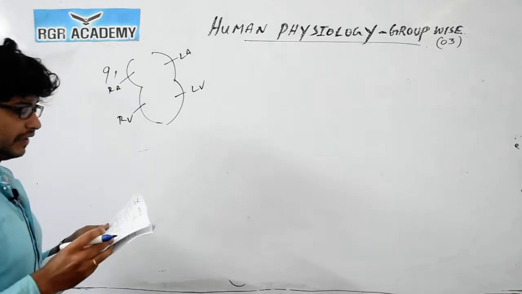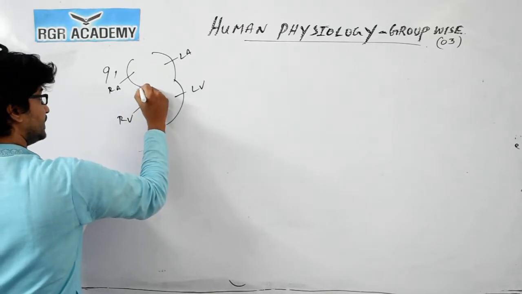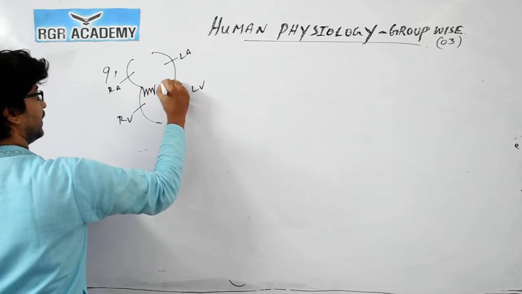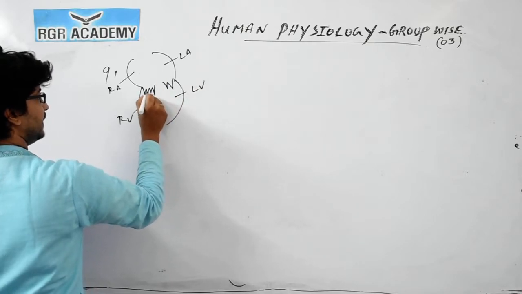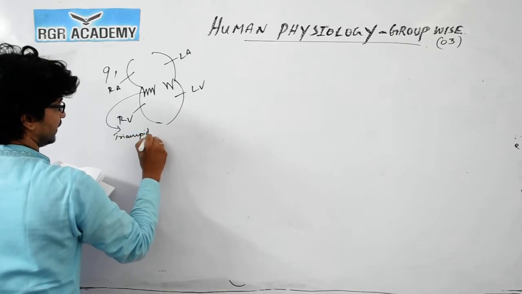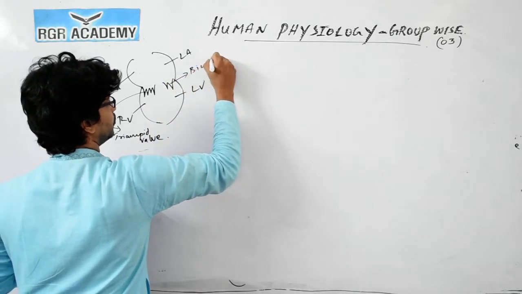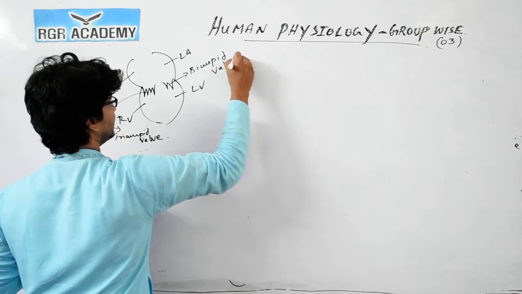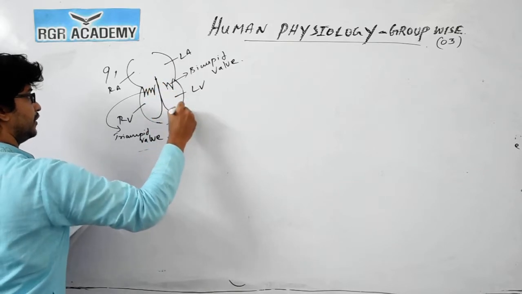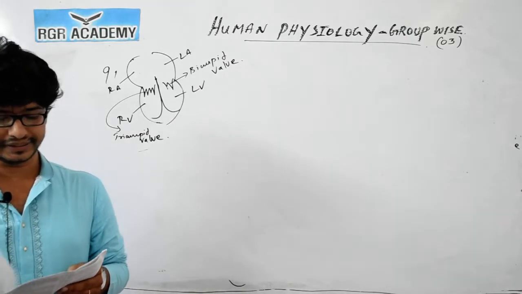So the question is, which valve is present between the right auricle and the right ventricle? Here you could see 3 cusps, and here you could see 2 cusps. The one with 3 cusps we call a tricuspid valve, but this one is called a bicuspid valve, as we have 2 cusps here. You could also see the atrioventricular septum in between. So this is called the tricuspid valve. Option 1 is the correct answer.